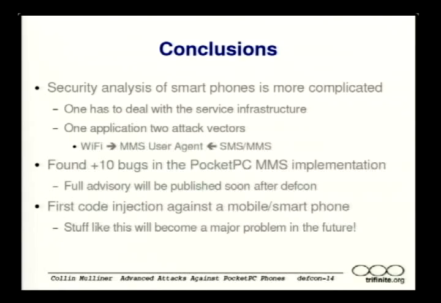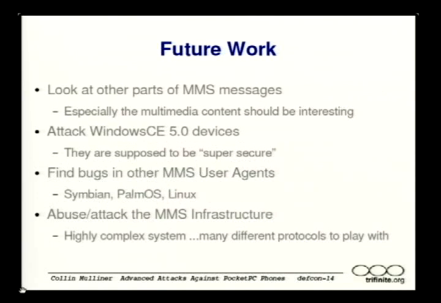So the problem is security testing for smartphones is really painful, because you have this infrastructure, you don't have source code, and the MMS user agent is actually talking to everything, the GPRS mobile phone network and Wi-Fi. So you really have to be careful what you're doing. We found about 10 exploits. We stopped searching after we found stuff we could use for code execution. We will, of course, post a nice advisory on the list. We did the first code injection against mobile smartphones, and there will be a major problem in the future if the companies don't watch out about that.